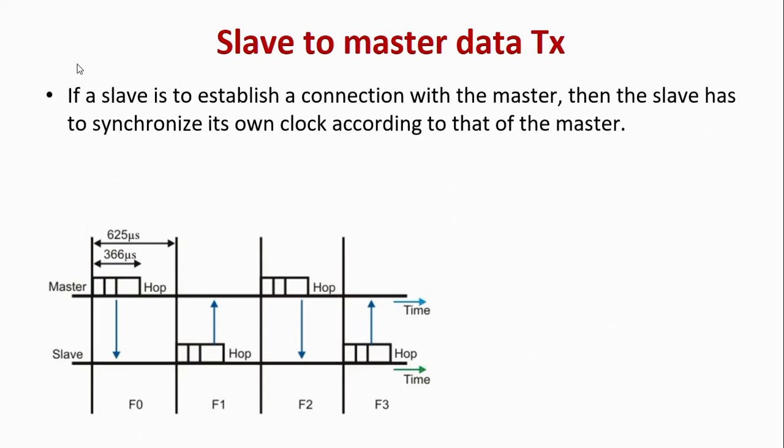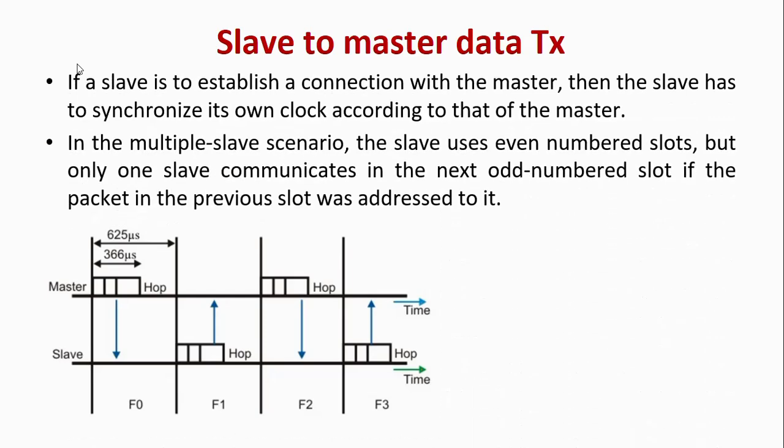The master shall start the transmission in even numbered time slots only, and the slave shall start the transmission in the odd numbered slot timing, as shown in the figure. So in F0, F2, the communication is only for the master, and the odd numbered F1, F3 are only for the slave.